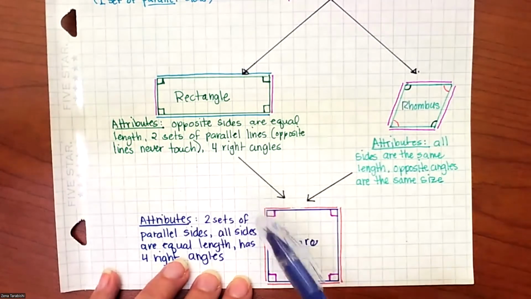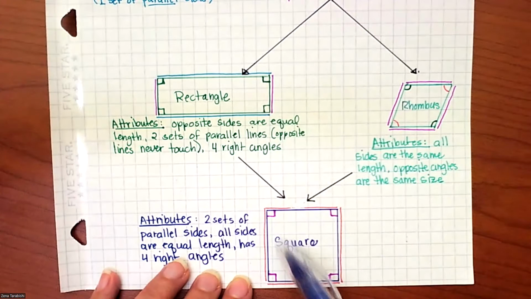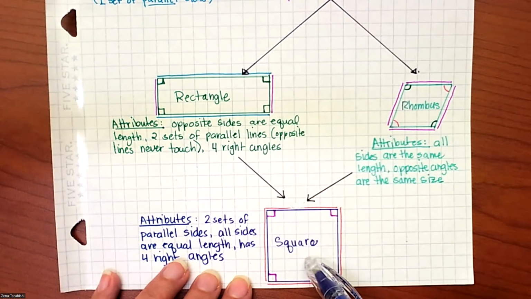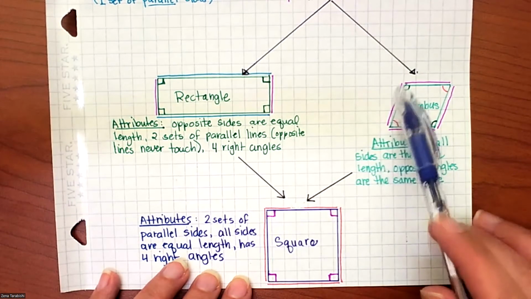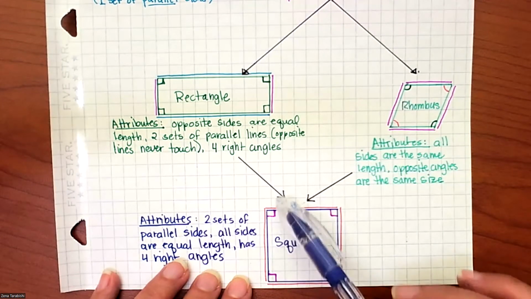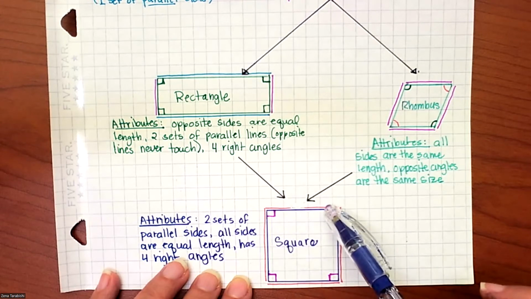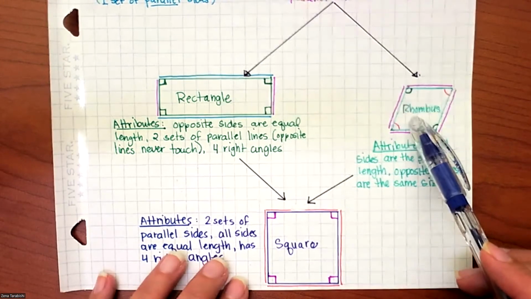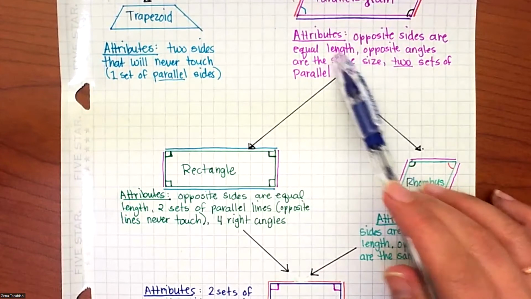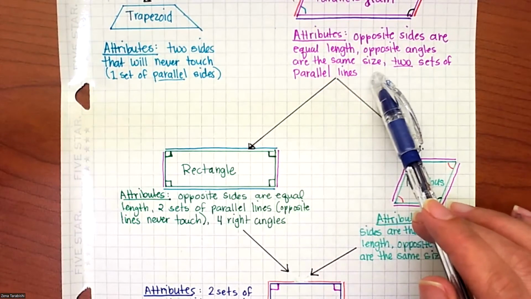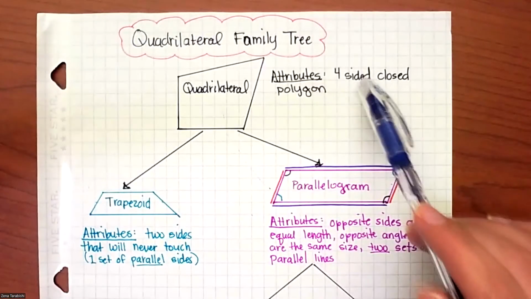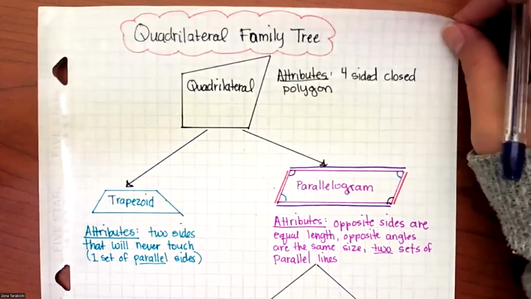How do we know that a square is also a rectangle? The opposite sides are equal in length. It has two sets of parallel sides and it has four right angles. That's the same for the square. Over here, the attributes for a rhombus. So what are the rules for it to become a rhombus? The opposite angles are the same size, and all four sides are the same length. So this also meets the same rules for a rhombus. It also meets the rules for a parallelogram. A square also has opposite sides that are equal length. It also has opposite angles that are equal, and it also has two sets of parallel sides. It's also a four-sided closed polygon or shape.